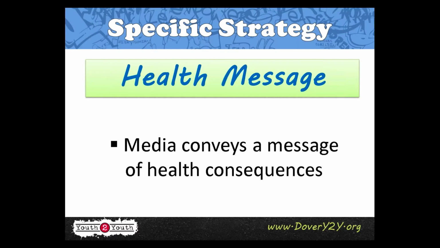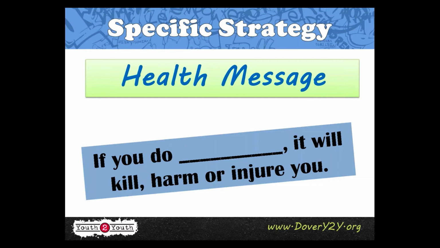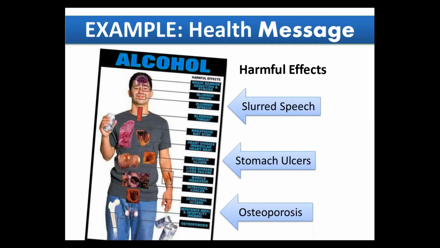Our first strategy is the health message. The health message is media that conveys a message of health consequences. This strategy assumes that when someone is warned or informed of the risks of doing something, they will most likely and hopefully not want to do it because they don't want to get injured or killed. If you do blank, it will kill, harm, or injure you. For example, saying that if you smoke, you might get lung cancer. That is an example of using the health message.